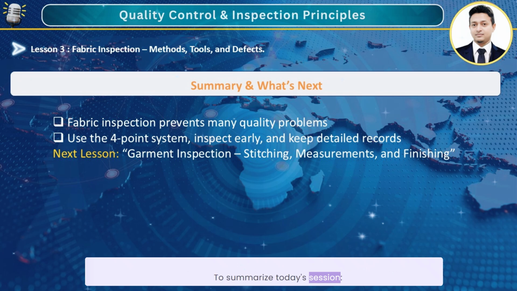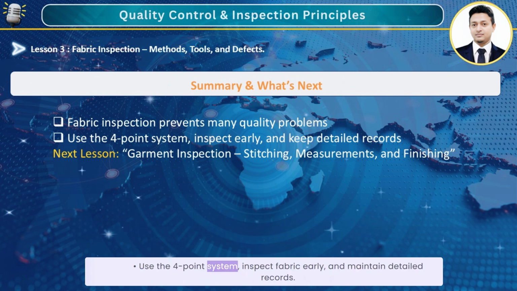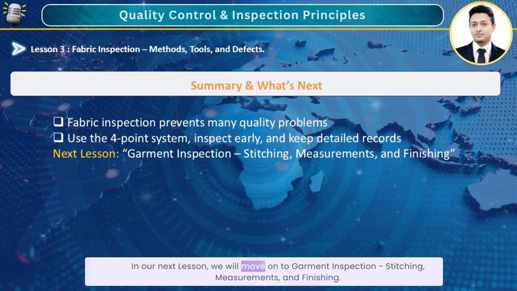To summarize today's session, fabric inspection helps prevent many quality problems. Use the 4-point system, inspect fabric early, and maintain detailed records. In our next lesson, we will move on to garment inspection, stitching, measurements, and finishing.